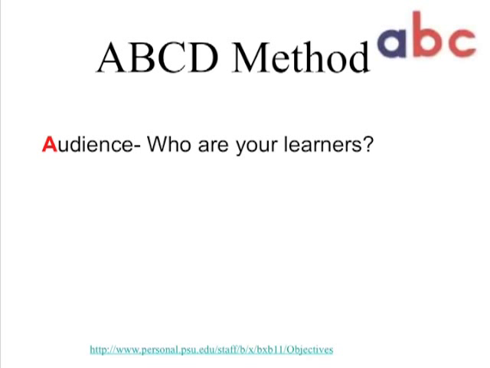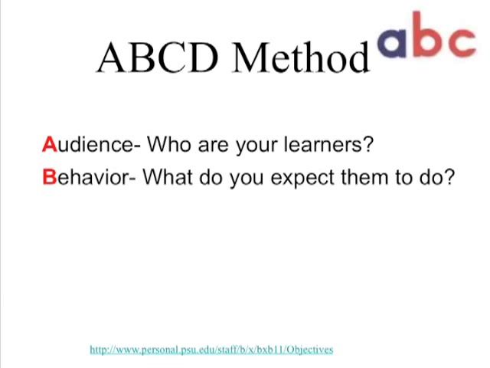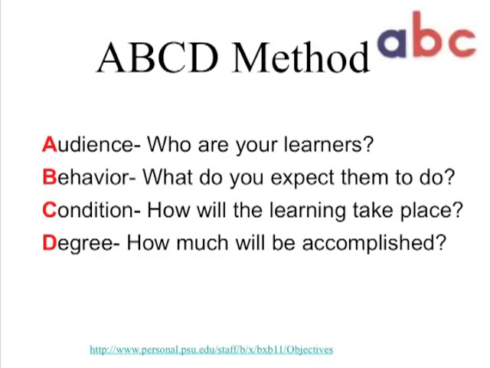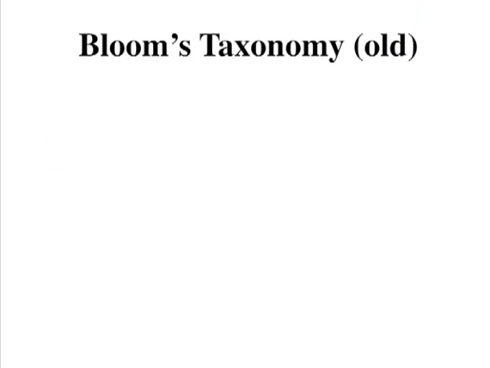A stands for audience, who are your learners. B, the behavior, what do you expect them to do. C, the condition in which the learning will take place. D, the degree, how much will be accomplished, or to what level, or to what extent.